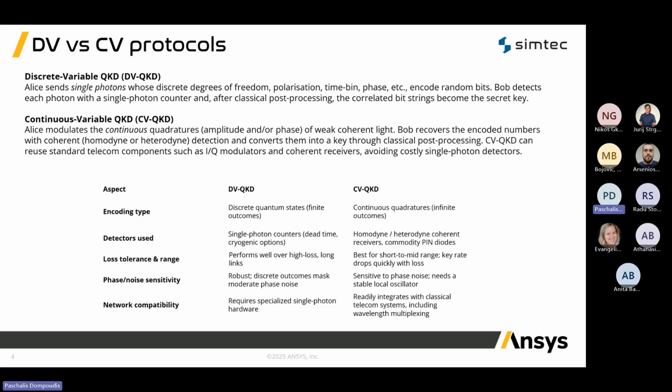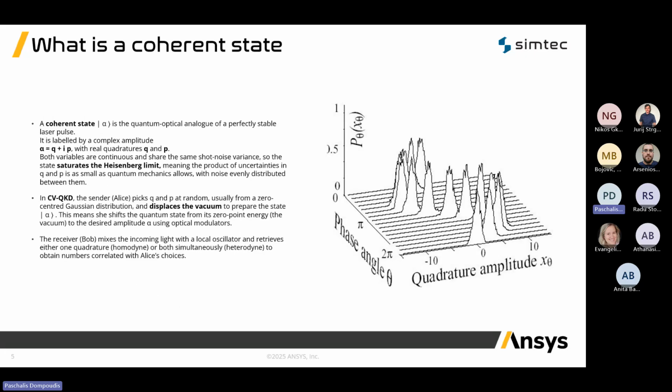To put it simply, discrete variable is like Morse code, dot or dash, 0 or 1, which makes it robust even when the signal is faint. Continuous variable is more like an analog dial. So it's smooth, it has a high bandwidth, but it hates noise. It's more prone to noise.